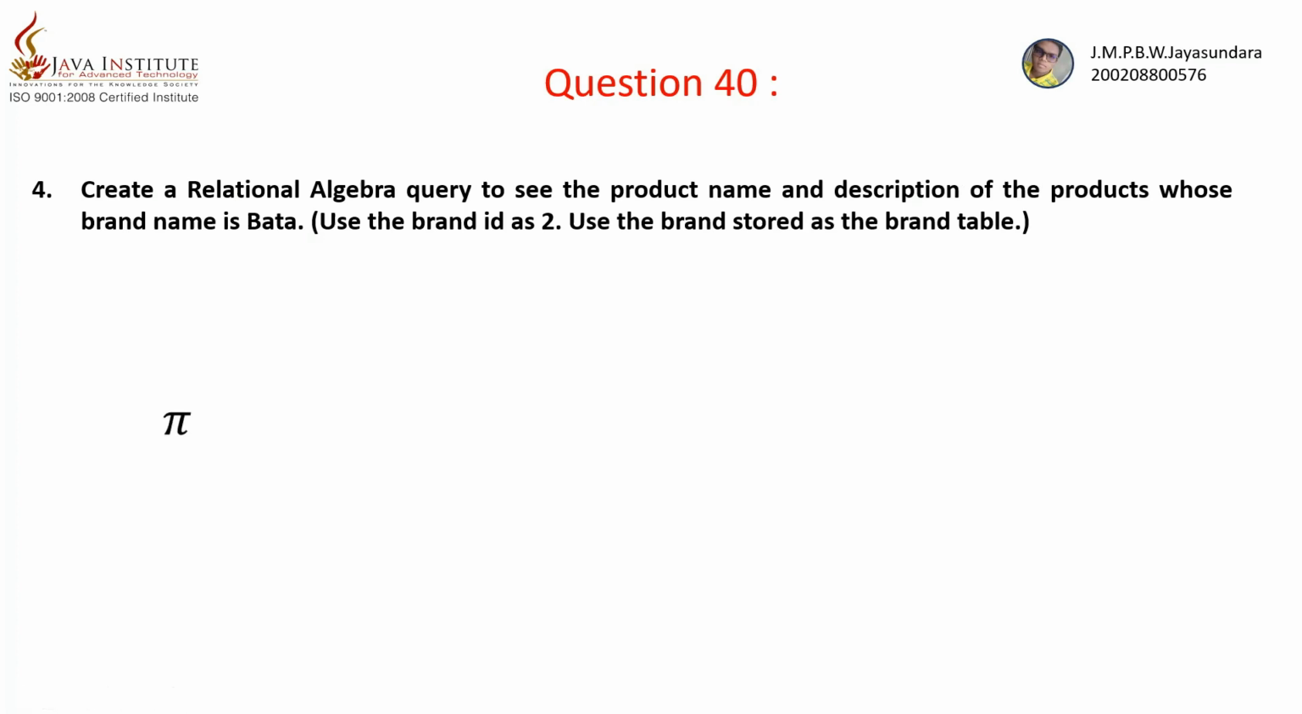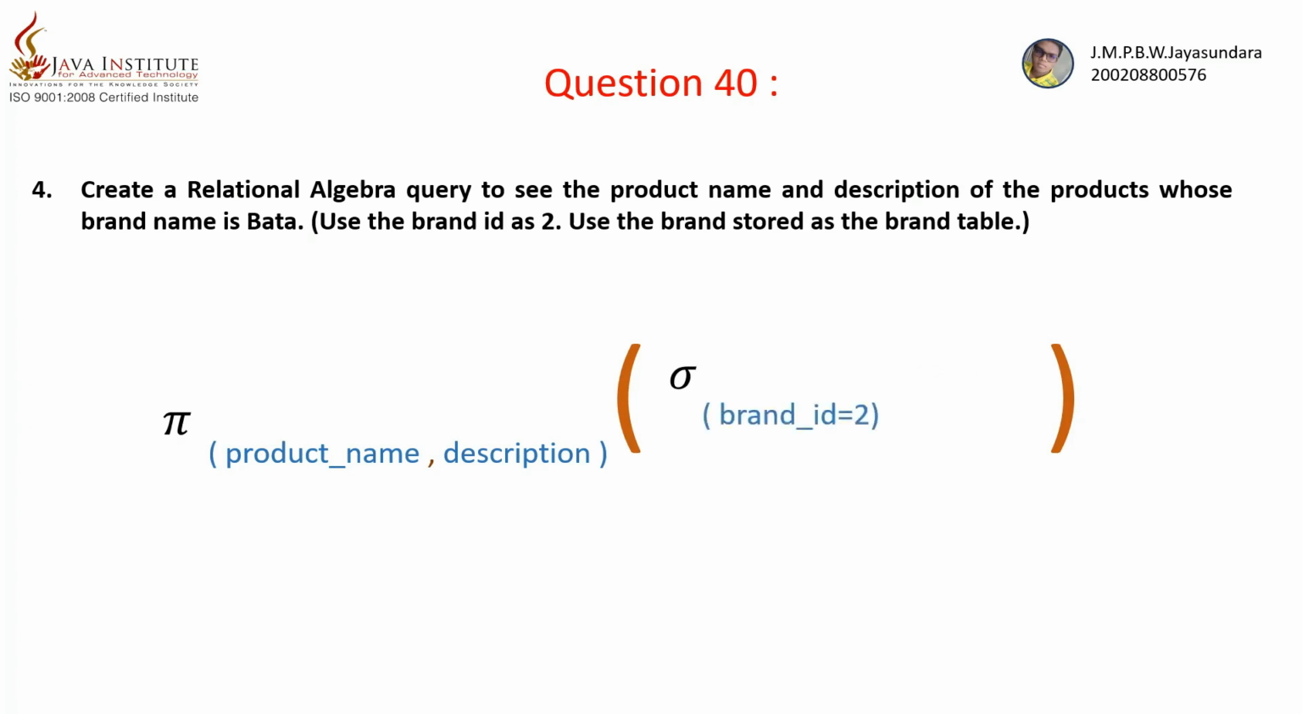So we have used projection first and then the product name and description. Those are the column names that we need to find. After that we have to insert the table. Instead of inserting the table in here, we have to use a selection because we need to give a condition. And we have used selection. After that the condition in here, then the table name in here. So the condition is brand ID equal to 2 and the table is product table.